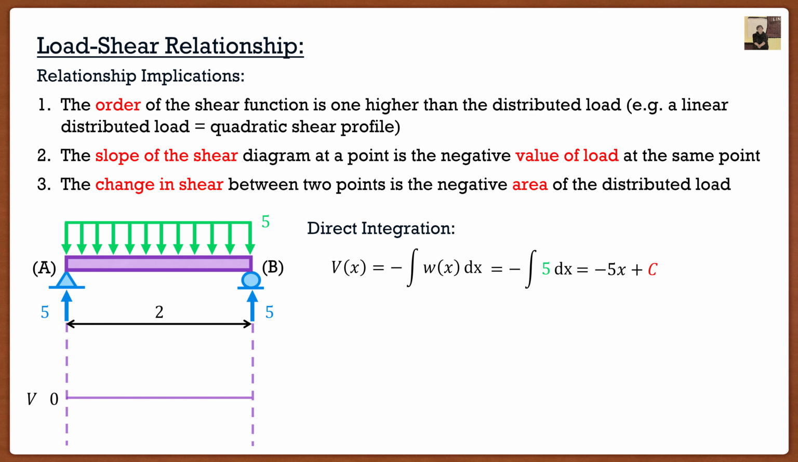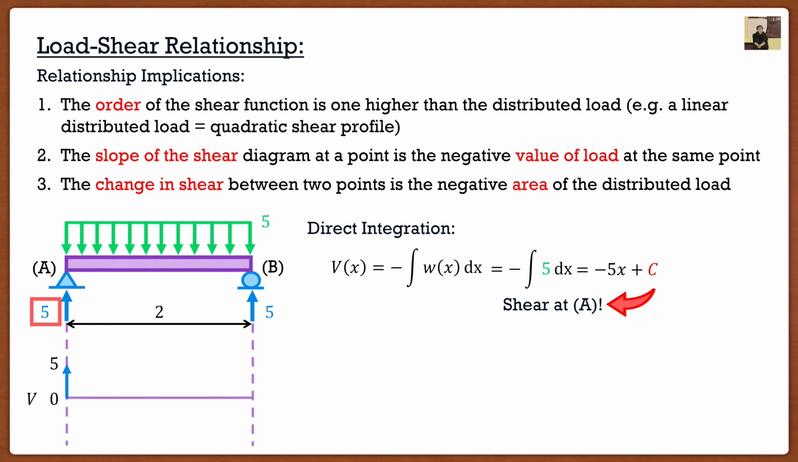This is the thing that students usually forget, that plus c, and then they get everything wrong and they get mad, saying, Clayton, you said it was easy. And I said, yeah, but you forgot the plus c. Now, the c actually isn't too bad to figure out. This is going to be the shear at the start of our segment. So in this case, the start of our segment is point A. So this is actually going to be equal to the shear at A. Now, how do we figure that out? Well, we look at our diagram here, and we know that at point A, we have a point load of 5 going upwards from the support reaction. So we know that our shear actually starts at 5.